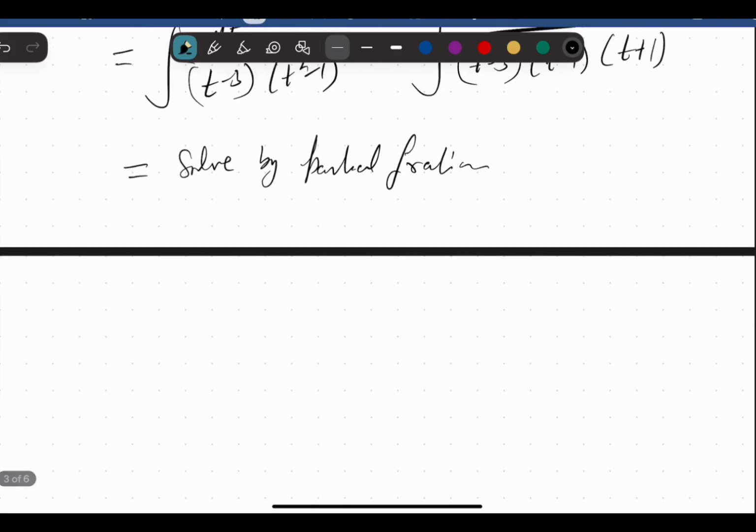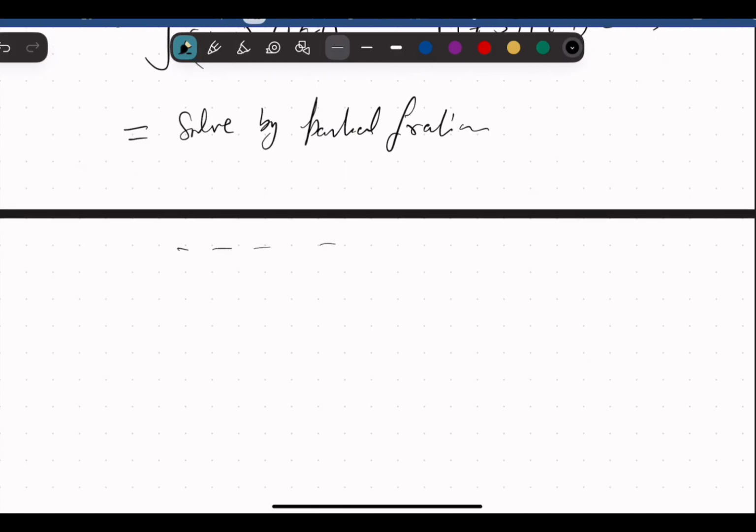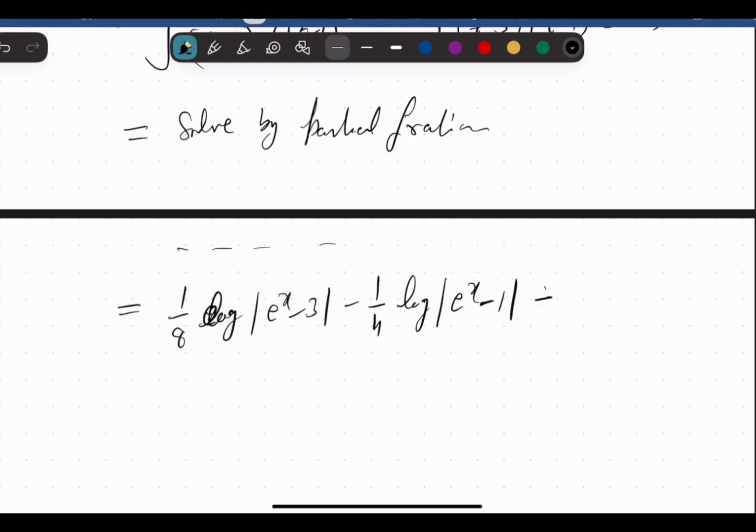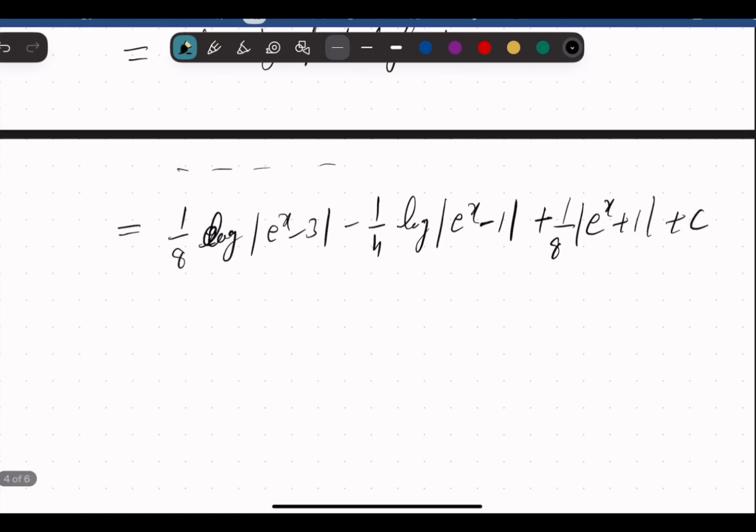If you solve this, then the answer will be 1 over 8 log of e power x minus 3, minus 1 over 4 log of e power x minus 1, plus 1 over 8 log of e power x plus 1, plus c. That will be your final answer, and you can solve this yourself.